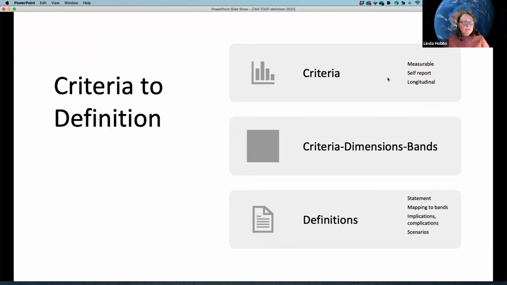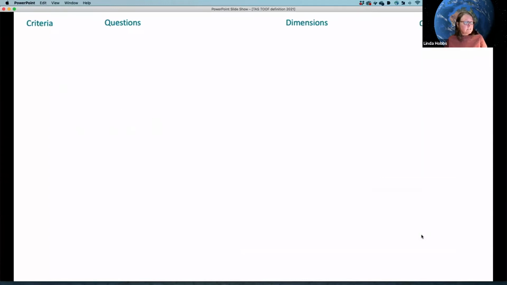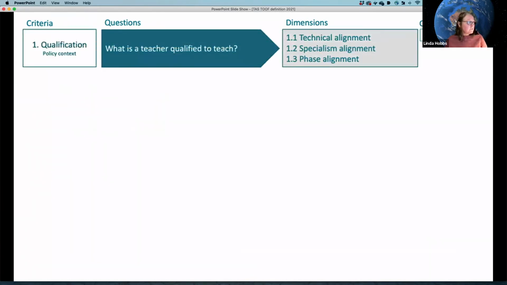So we came up with three groups, and the criteria are represented in dimensions and bands, and we've come up with a multi-definition because we didn't think that qualification on its own was necessarily going to be useful in all situations. I'm going to go through this quickly because we did talk about this last year, and they haven't changed an awful lot. So these are the criteria.